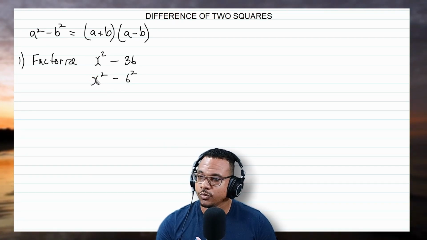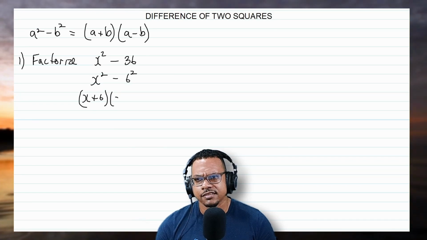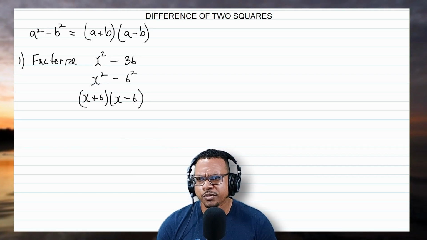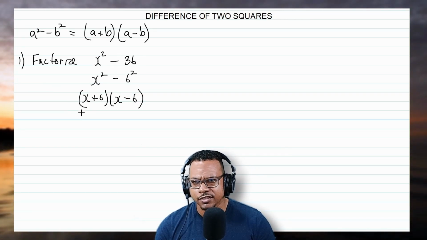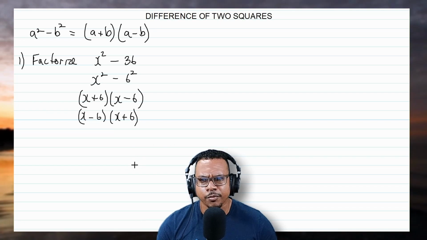One plus, one negative. So my answer would be x plus 6 times x take away 6. And that's the answer, as simple as that. Now I said there's no problem if you want to write the x take away 6 first and then the x plus 6. That could work too. Let me write it out. So no problem, this is the answer, x take away 6 times x plus 6. No problem writing it like that.